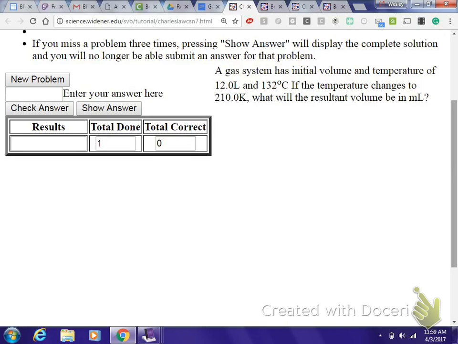So we got 12 liters. We got 132 degrees Celsius. And the temperature goes to 210 Kelvin. It wants to know the volume in milliliters. Okay? So let's see what we need to do. So we have 12 liters. 12 liters is V1.